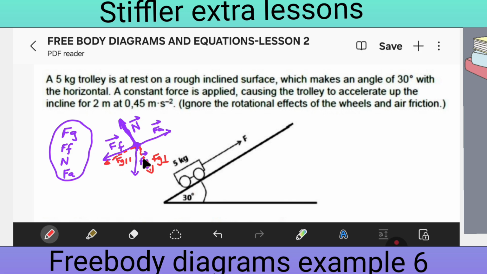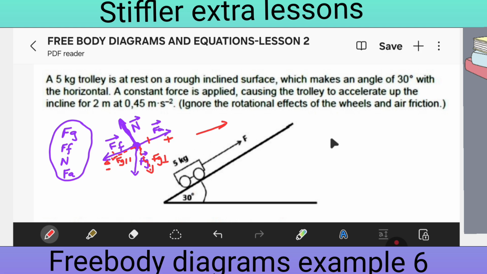Fg parallel. So now we can see that all the forces that are acting parallel to the plane or parallel to motion, because this accelerates up, so it means that this forward force will be acting as our positive force, and everything else parallel to this that are in the opposite direction, they'll be negative, right? So we're having 3 forces acting parallel to the plane, so it's 1, 2, and 3.